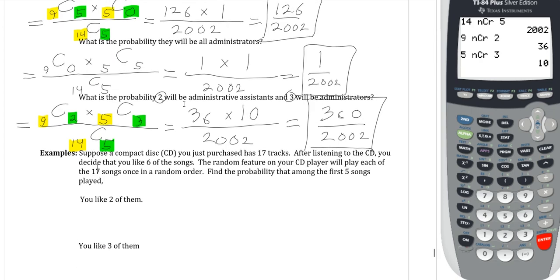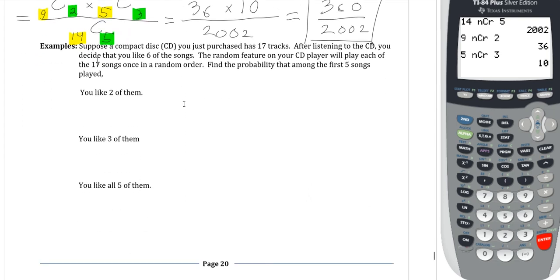Now these are a little bit complicated, so I want to do at least one more of them. Suppose a compact disc you just purchased has 17 tracks. After listening to the CD, you decide that you like 6 of the songs. This should sound familiar to a previous problem we did in an earlier section. The random feature on your player will play each of the 17 songs once in random order. Find the probability that among the first 5 songs played, you like 2 of them.